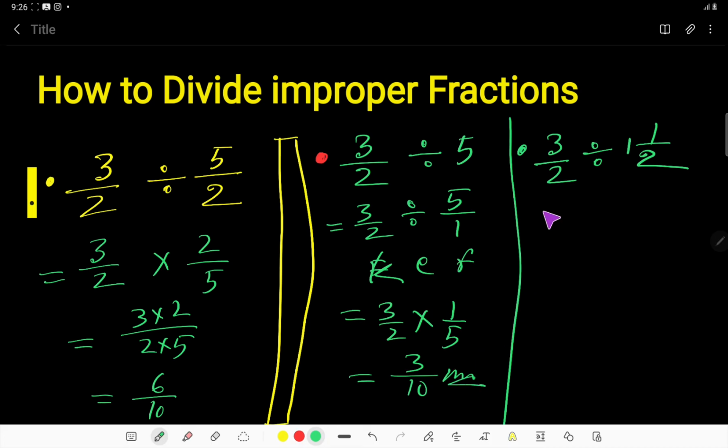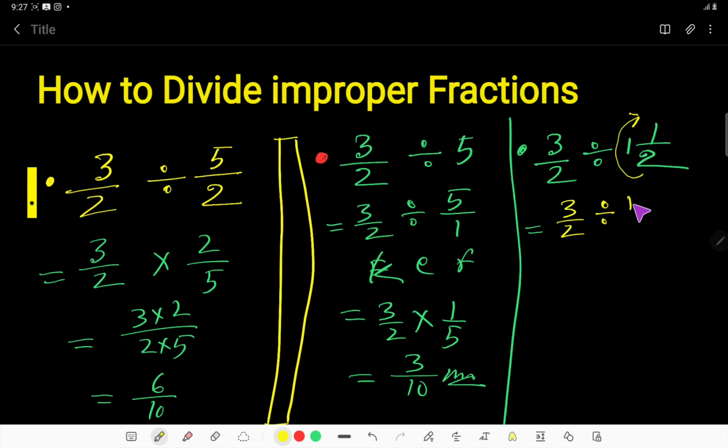Look at this example. This is an improper fraction because the numerator is greater than the denominator, but this is a mixed fraction. This is a mixed fraction because it has a whole number part and a fractional part. So how to divide this improper fraction by this mixed number? Just convert this mixed number to an improper fraction first.